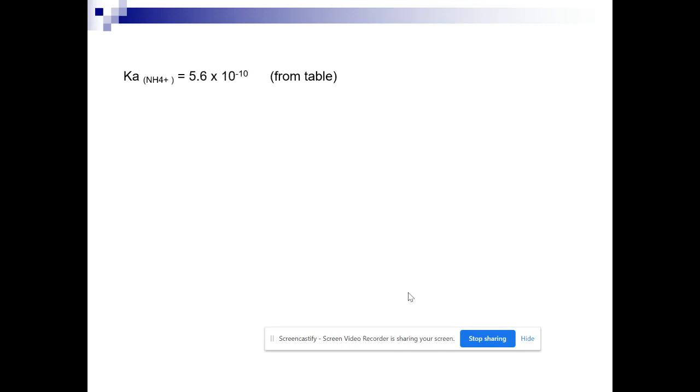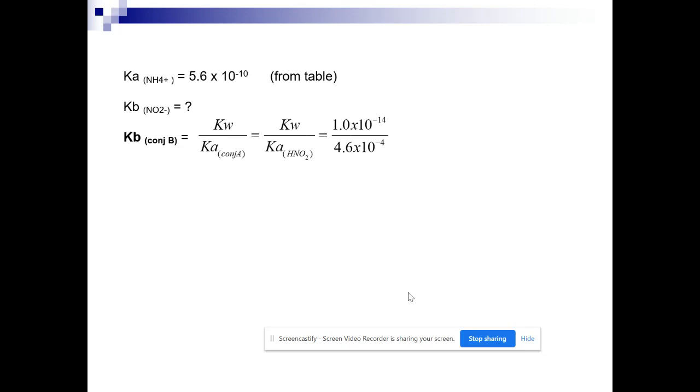So our Ka, right from the table, NH4+, look at it. There it is, 5.6 times 10 to the negative 10. Kas are easy. For the Kb, we use the conjugate: Kw over the Ka of HNO2. Look for HNO2 on your table. There it is, 4.6 times 10 to the negative 4. So Kw divided by your Ka gives us 2.2 times 10 to the negative 11.